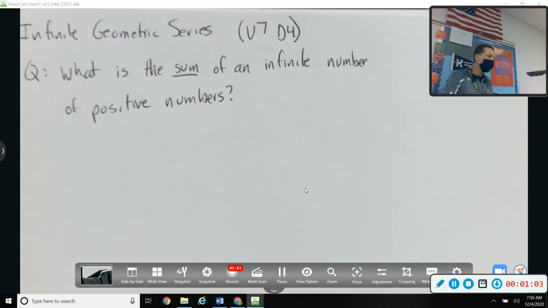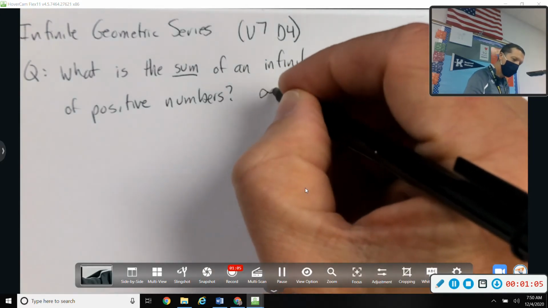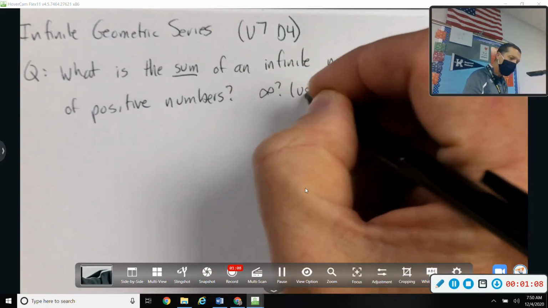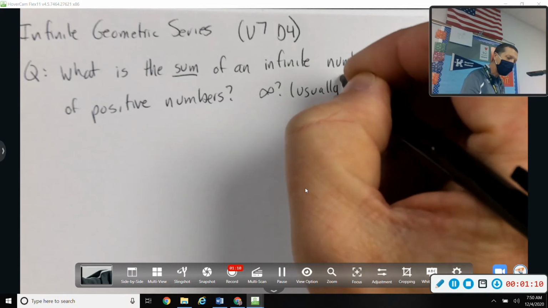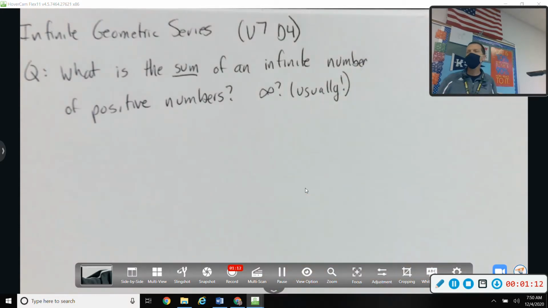Infinity is a really good guess. And I guess I'd say usually it's infinity. But it's not always infinity. And this is the mind-bending part. Like, wait a minute. How can I add an infinite number of positive numbers? Like, we're not tricking you with negatives or zeros. They're all positive numbers. And you do not get infinity.